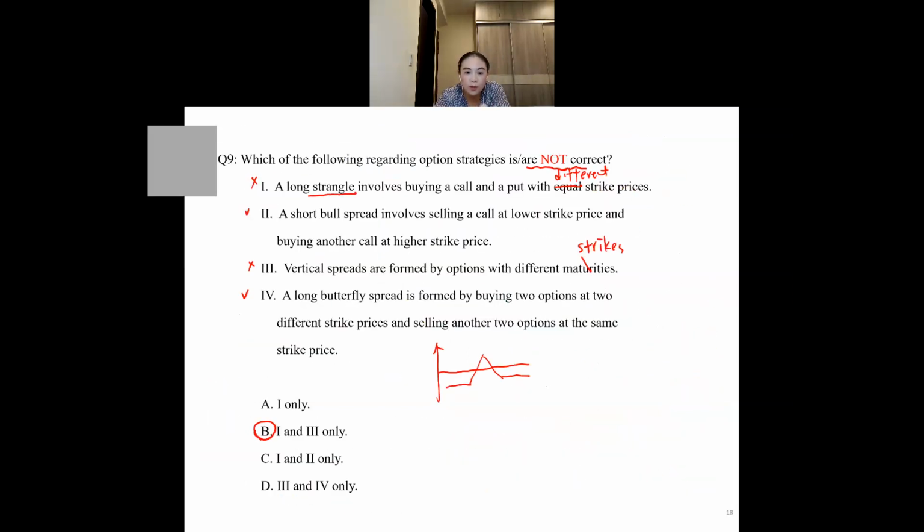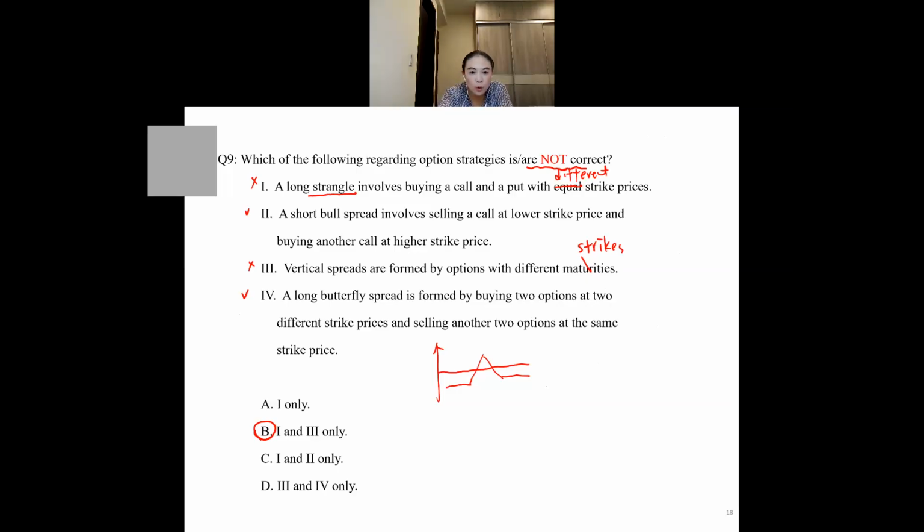Okay, question 9. Which of the following regarding option strategy is or are not correct? So we are choosing the wrong one. All right, and then we go through the 1, 2, 3, 4 choices to see which ones are not correct. First one, a long strangle involves buying a call and a put with strangle should be different. Okay, so the first one is wrong.